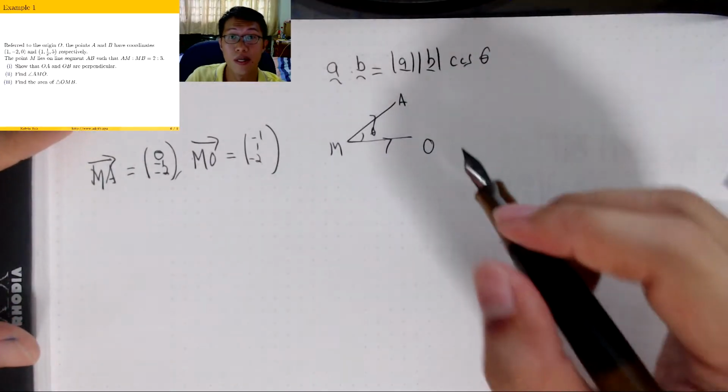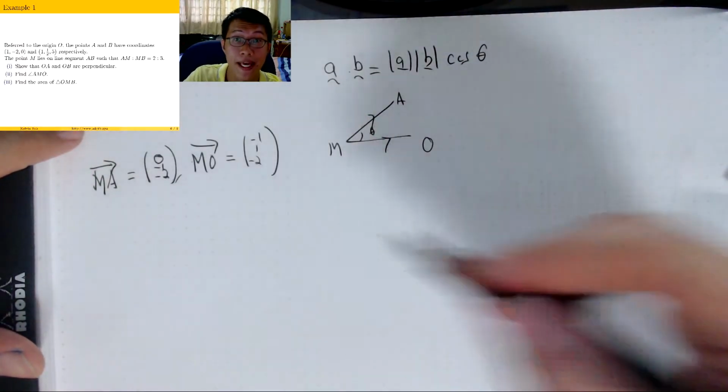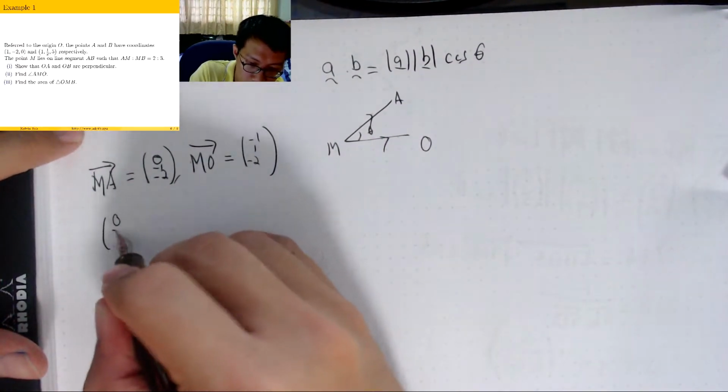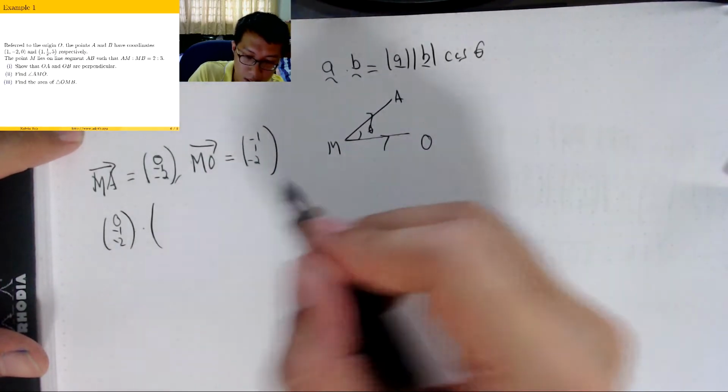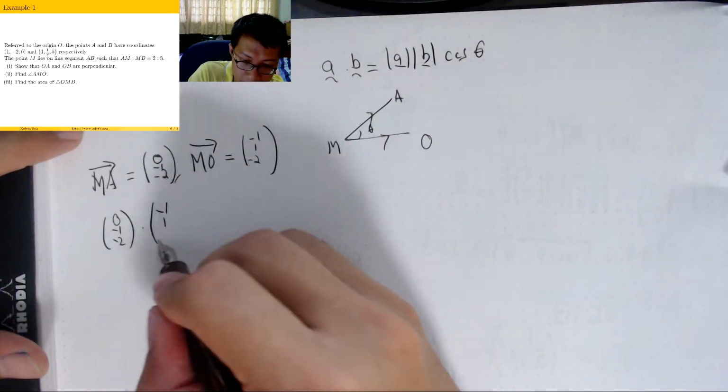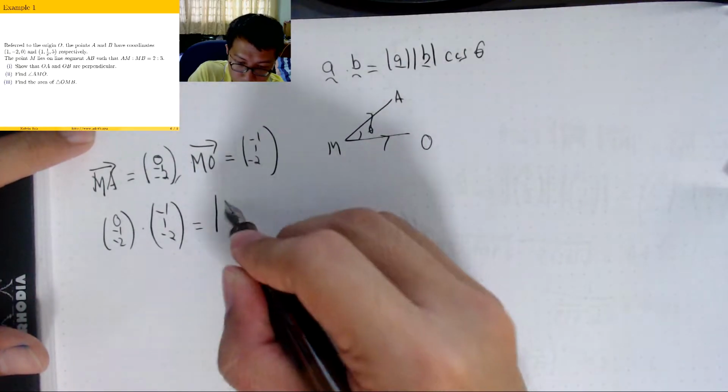So let's use our dot product formula. Plugging in MA and MO, we have (0, -1, -2) dot (-1, 1, -2) equals the magnitude of it.